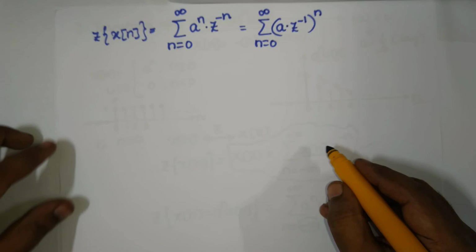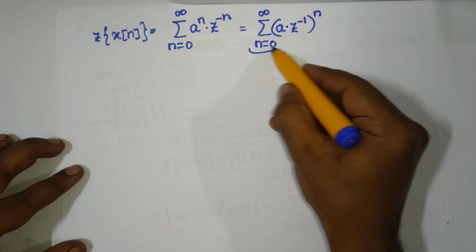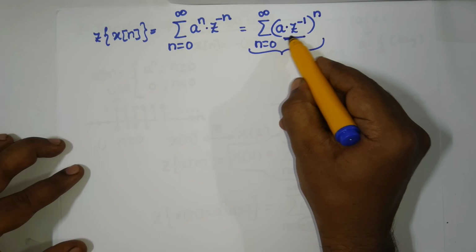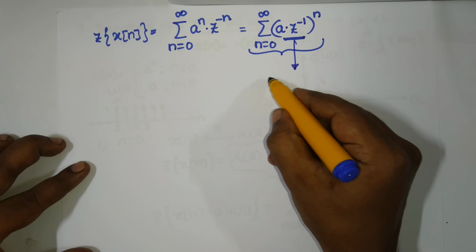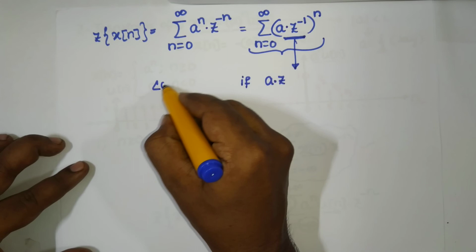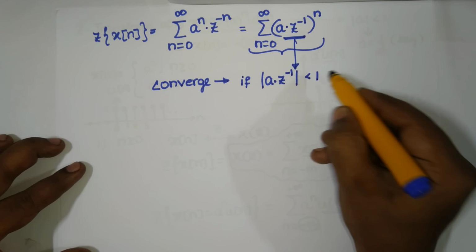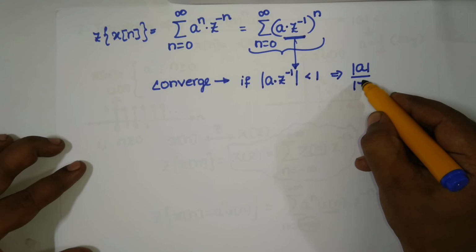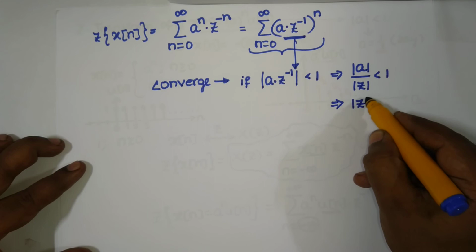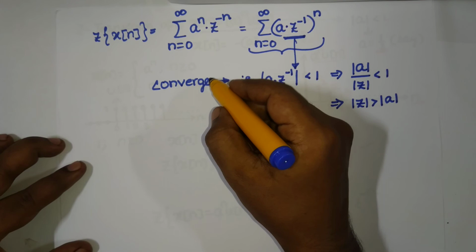Now this power series will converge if the modulus of a times z power minus 1 is less than 1. Yes or not? I'll write it here: this power series will converge if modulus of a z power minus 1 is less than 1. Or we can write it as modulus of a over modulus of z is less than 1, or modulus of z greater than modulus of a. This is the region of convergence.